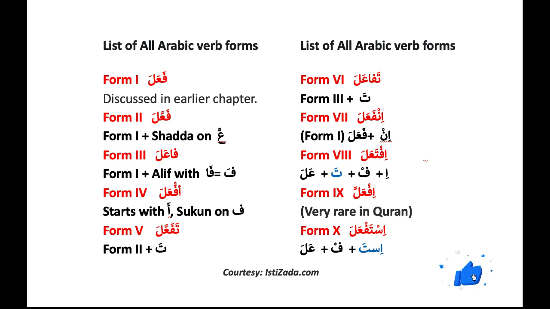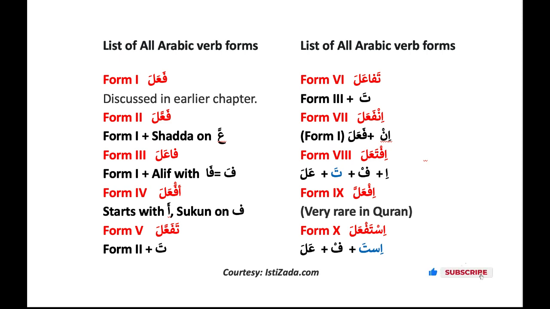Form 7 and form 8, look at the difference. You can see form 7 is infa'ala. So fa'ala form 1 is there, but before that 2 letters have been added, alif and nun, in. Form 8, look at the changes. Here an extra letter ta has been added after the fa kalima, and before fa alif has been added. I repeat, fa'ala, fa has become sukun, then ta extra letter added between fa and ayn kalima, making it ifta'ala.